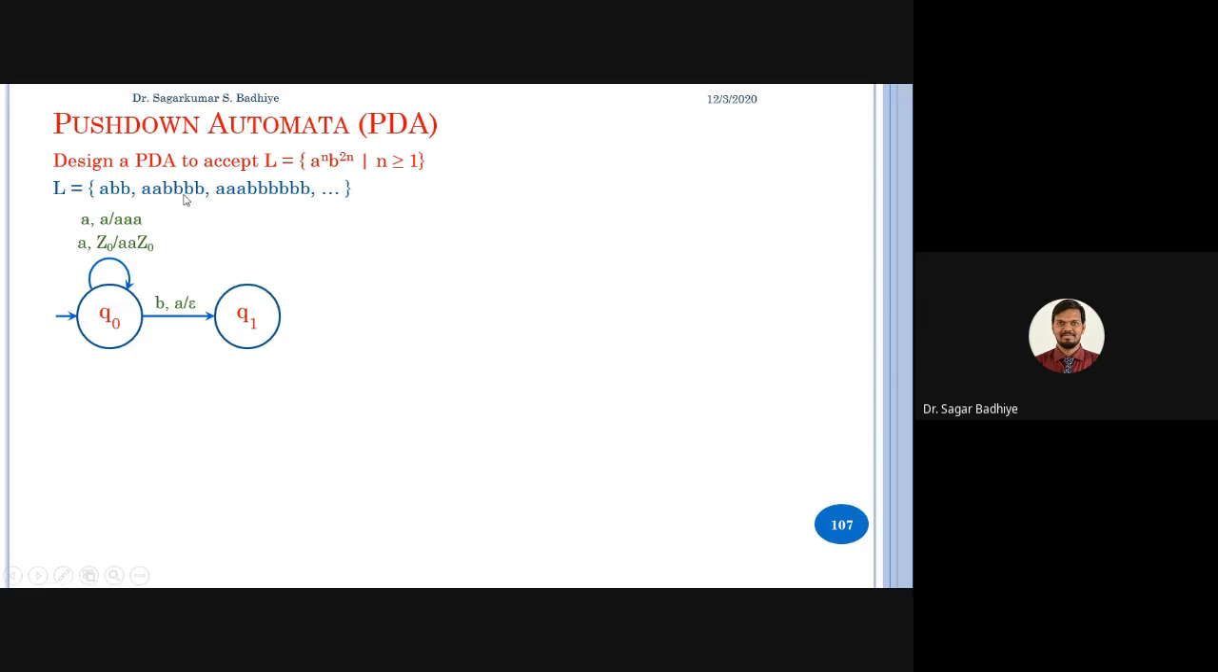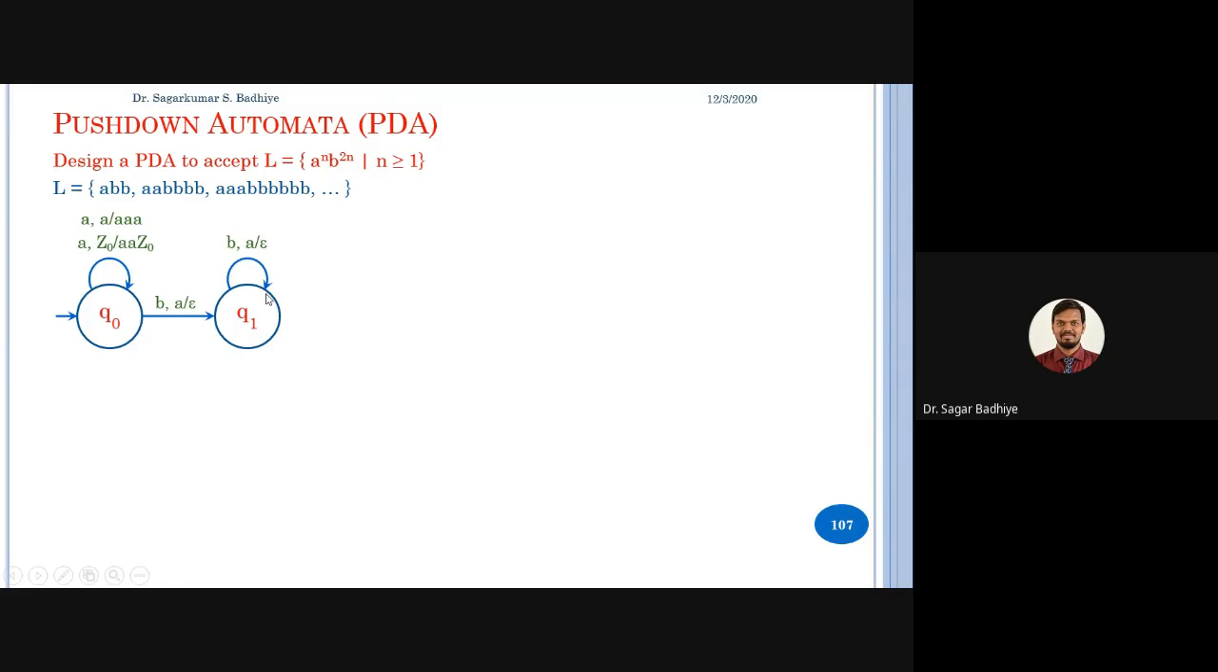Or epsilon, right? So in Q1, if B is the input, the top of the stack should be A only, right? If B is in the input, then the top of the stack should be A only. So in Q1, if you get B as the input and the top of the stack is A, again you will perform the pop operation. So this will go on like this until all the A's are popped from the stack and all the B's are read.